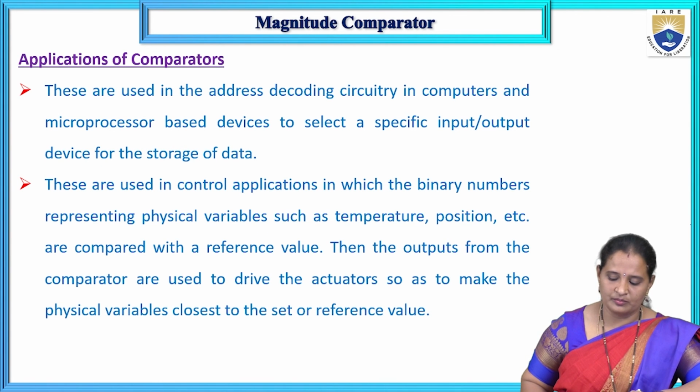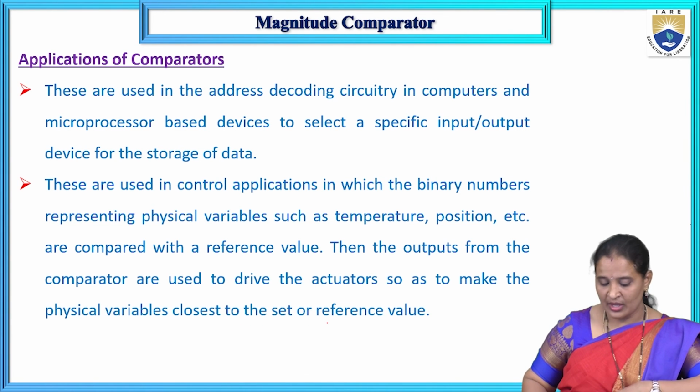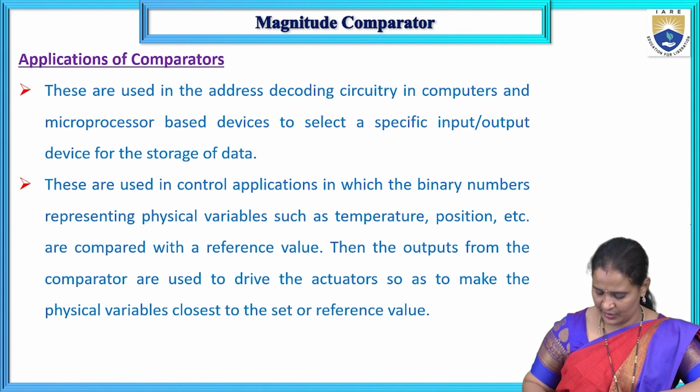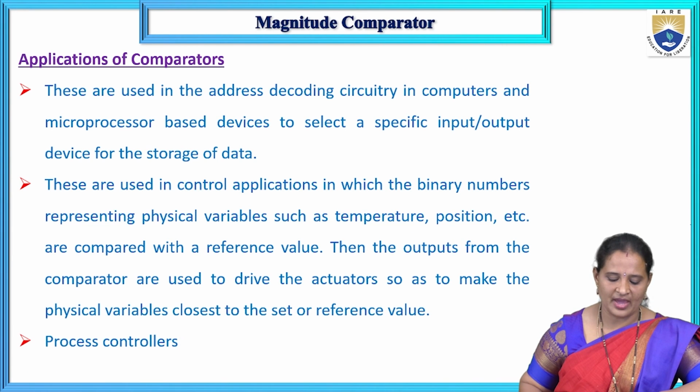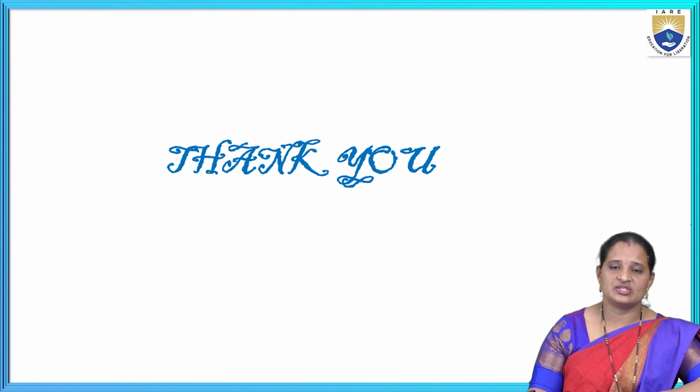These quantities are compared with the reference value. Then the outputs from the comparator are used to drive the actuators, so as to make the physical variables closest to the set or reference values. By comparing them, we will be adjusting the temperature. Not only the temperature, even the position can be adjusted by comparing with the reference value. So these are the applications of comparators, and we can also use comparators in process controllers and servo motor controls.